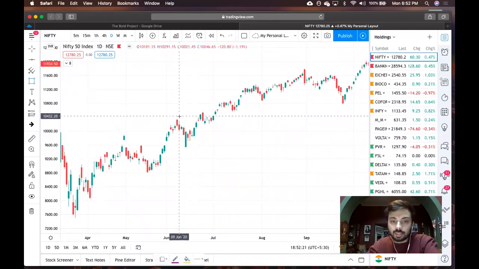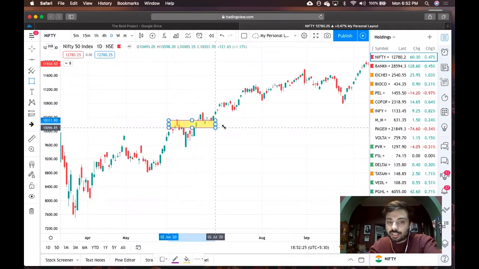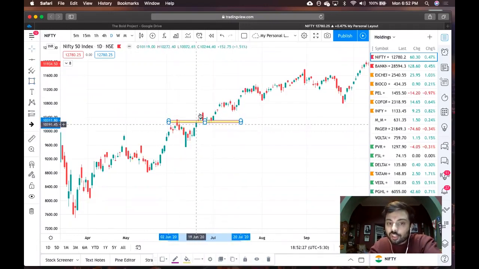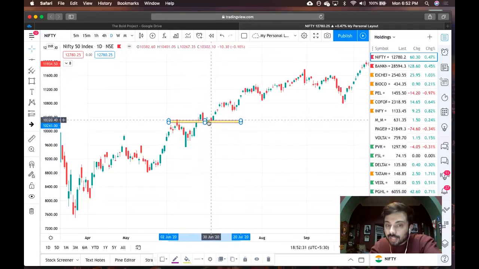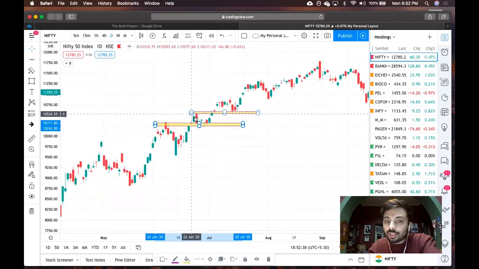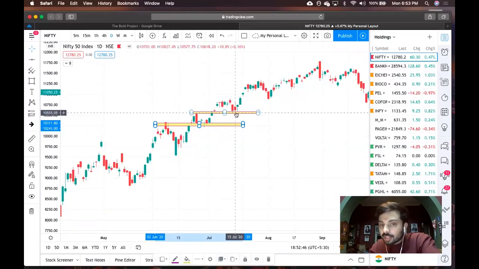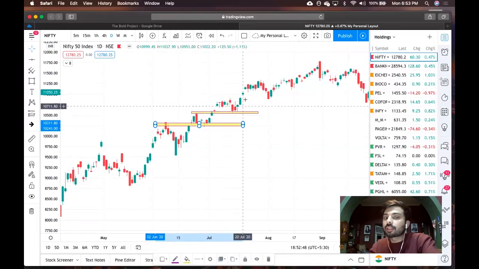Look at this example. This level is my resistance, 10,300. This was a resistance. Once this level was broken, this resistance turns back into support, then retests and goes higher. What's the new resistance? This level, correct? How do I know that? Because you can see selling coming here. Once this level was also broken, I am saying don't buy here. Let it come down. Let it retest. Enter over here, then go higher.